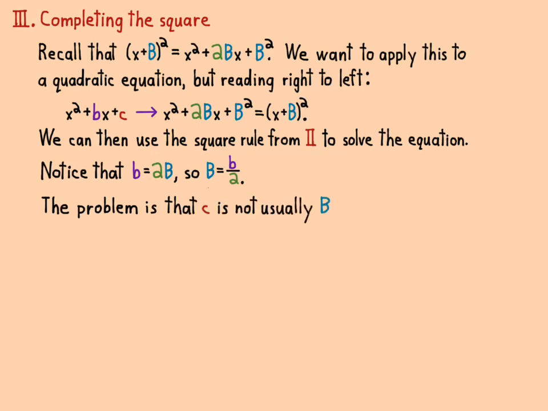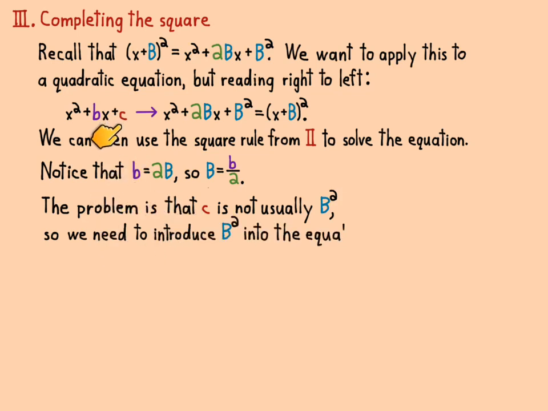So again, the problem here is that this little c here is not usually b squared. We'd be lucky if it was b squared, right? So we need to introduce b squared into whatever your equation. You'll have this equals 0. You have to introduce b squared in there. And the way we do that is just by adding b squared to both sides of the equation, at least when solving a quadratic equation.